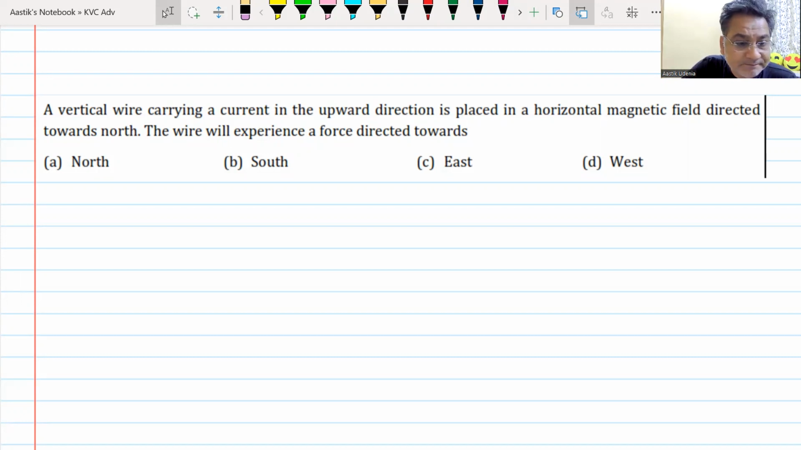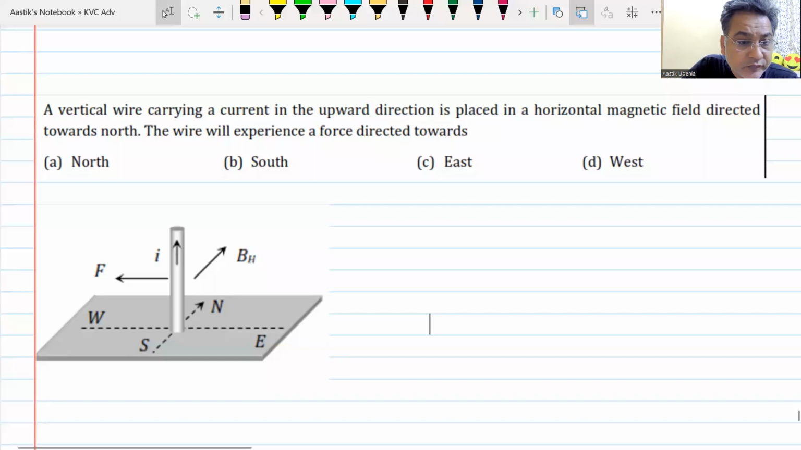West, sir. And the answer is definitely west. This is north, south, east, west. Current is upwards, dL cross B is here. So it has to be towards west, and that is the answer. Do we understand this? Yes or no?